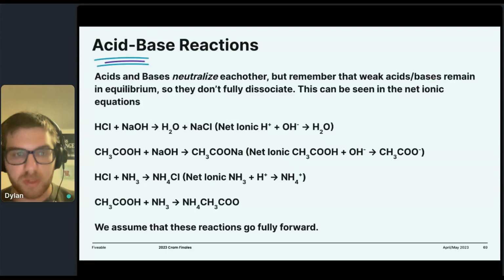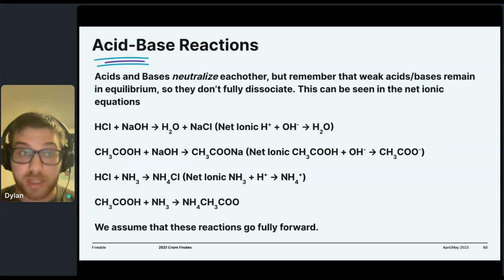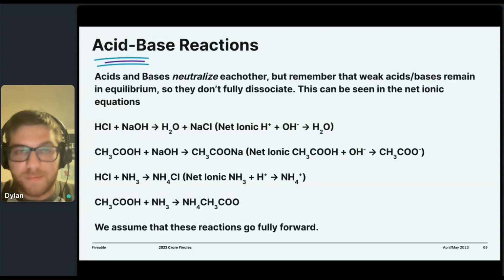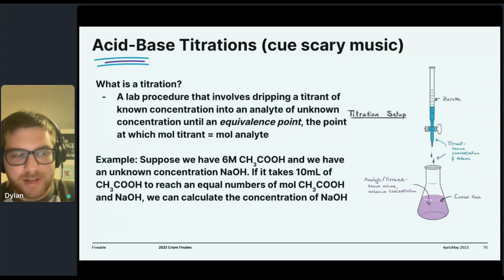These reactions are really crucial to understanding titrations, to understanding just what happens when an acid and base mix. And that's all a titration is. I really want to push that idea. All a titration is, is an acid-base reaction that we slowly do. They're really not that scary. All right, so speaking of, let's talk about acid-base titrations.